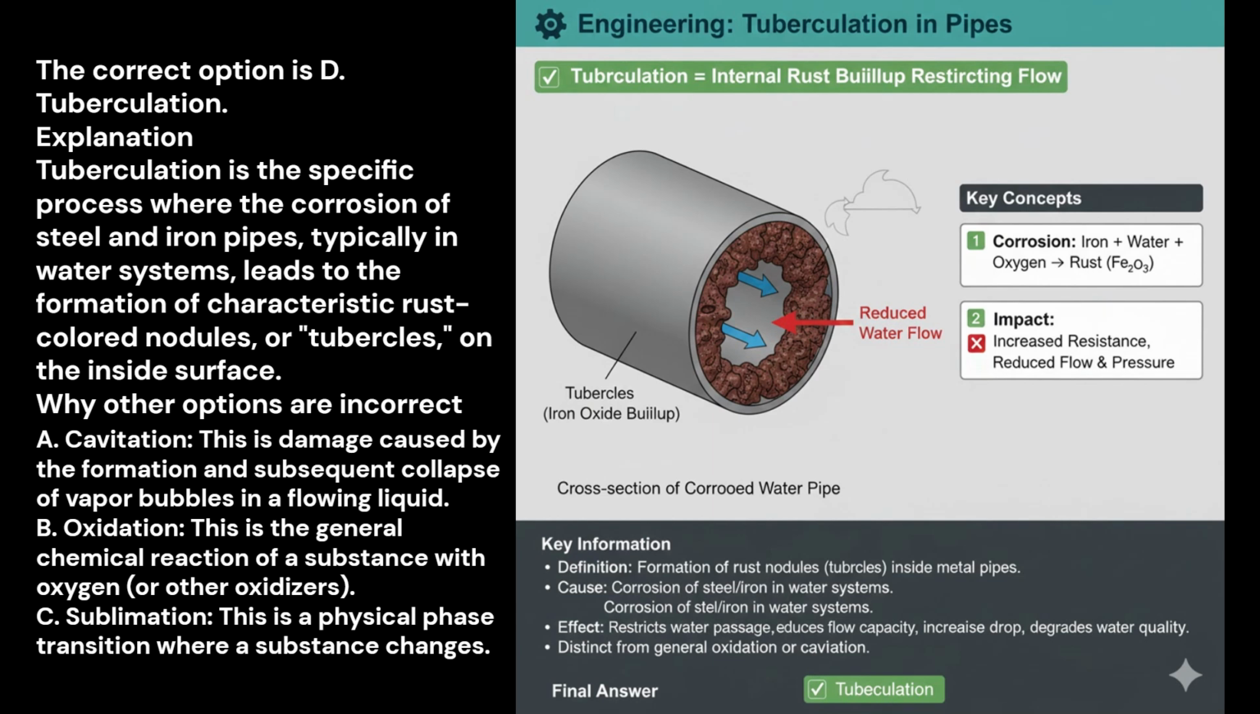B. Oxidation. This is the general chemical reaction of a substance with oxygen, or other oxidizers. Rusting is a specific form of oxidation involving iron, water, and oxygen, while oxidation is involved in tuberculation. Tuberculation is the more precise term for the process and resulting buildup within pipes as described in the question. C. Sublimation. This is a physical phase transition where a substance changes directly from a solid to a gas without passing through the liquid phase. It is unrelated to the chemical process of metal corrosion and rust formation.